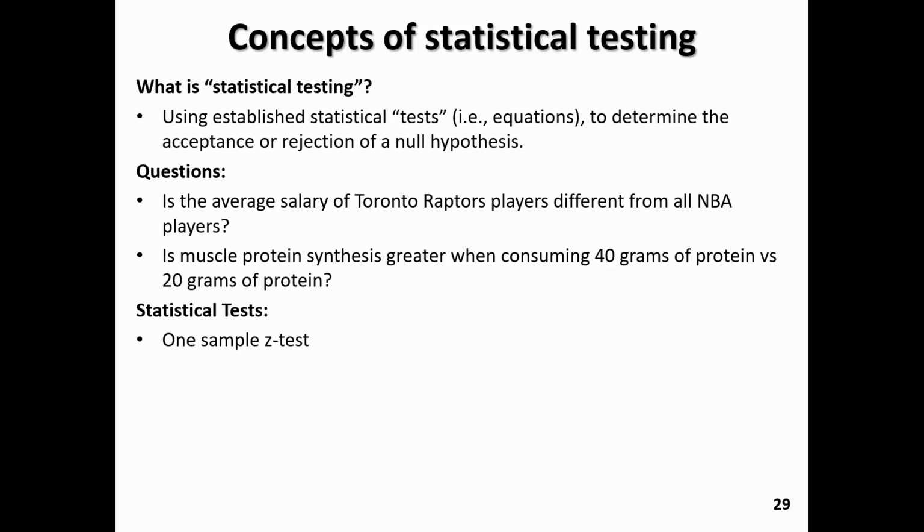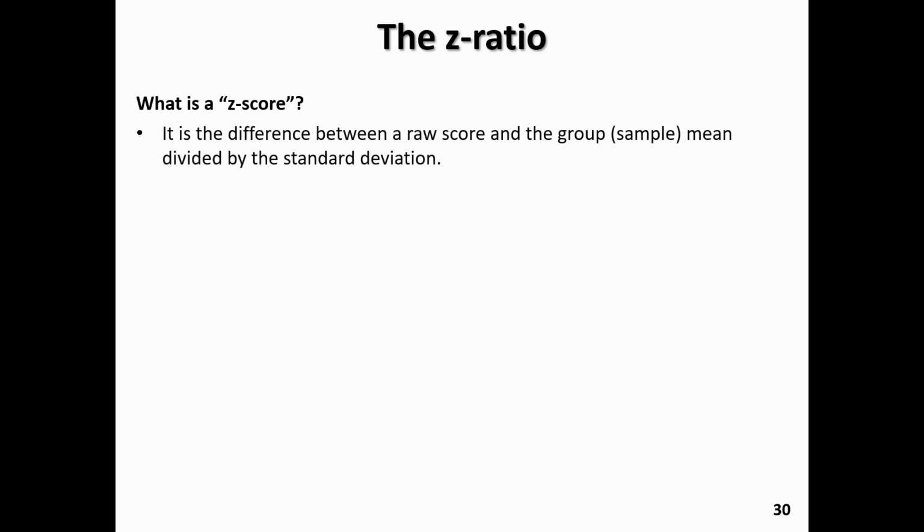These are just two examples of research questions that we can eventually subject to mathematical testing using a variety of tests. Some examples of these tests include the one sample z-test, a one sample t-test, a two sample t-test, or analysis of variance, which is summarized as ANOVA. In this example, we're going to use the z-test to answer a research question. To do the z-test, we need to refresh what a z-score is.